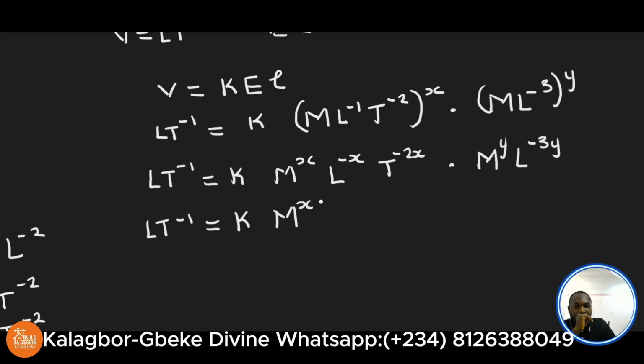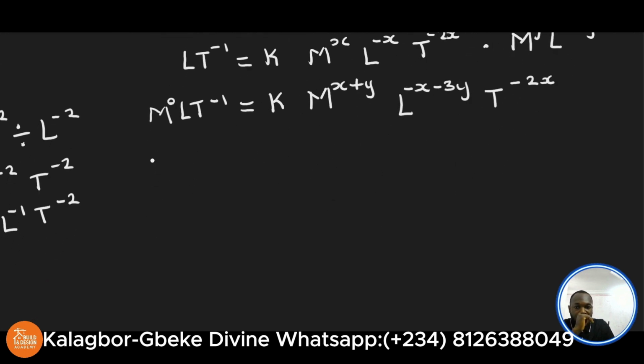M raised to X plus Y. Since they're multiplying, you add their powers. You have L raised to the power minus X. Since L raised to the power minus X is multiplying L raised to the power minus 3Y, you add their powers. So plus times minus gives us minus, so it will be minus 3Y. Then we'll bring out T raised to the power minus 2X. But if you check this part of the equation, there's no value for M. So let's insert M. Since there's no value, we'll put it raised to the power 0.